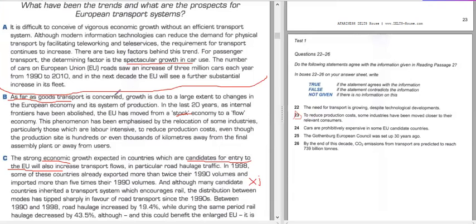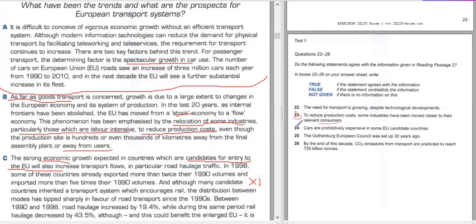As far as goods transport is concerned, growth is due to a large extent to changes in the last 20 years as internal frontiers have been abolished. The EU has moved from a stock economy to a flow economy. This phenomenon has been emphasized by the relocation of some industries, particularly those which are labor intensive, to reduce production cost, even though the production site is hundreds or even thousands of kilometers away from the final assembly plant or from users. Some industries have been moved closer to their relevant consumers.